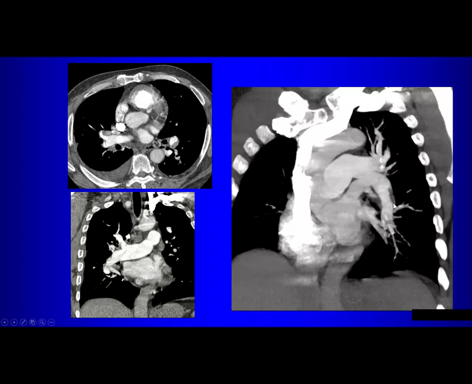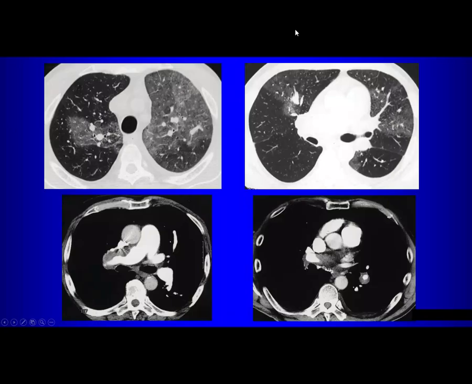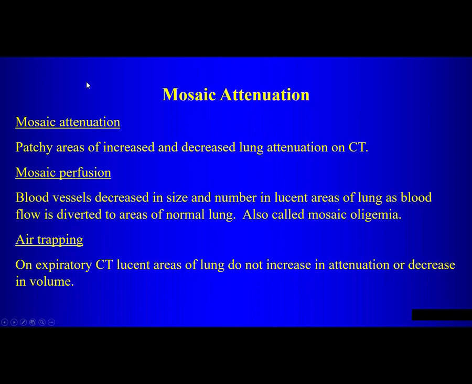So here on the reformatted view, you can see the eccentric filling defect here in the left interlobar pulmonary artery, and then here's the web on the right. So webs are also signs of chronic PE. Here's another more dramatic example of mosaic perfusion from chronic PE. This time you can really see the eccentric filling defect there on the right, and here it is also on the left. Okay? So, mosaic attenuation is when we have patchy areas of increased and decreased lung attenuation on CT.